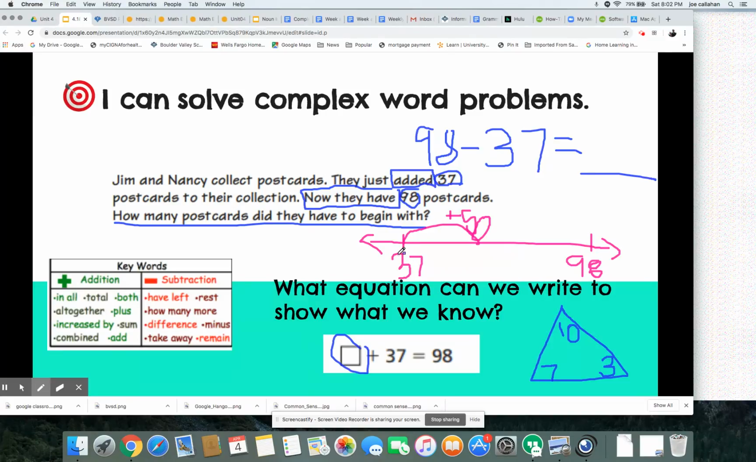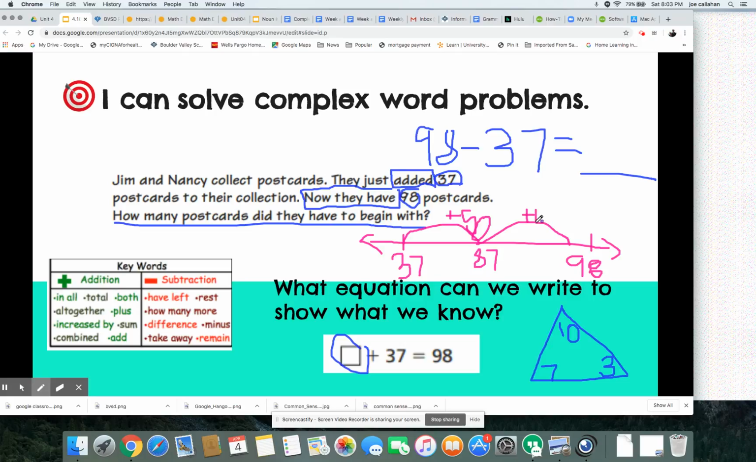50, jump up 3 tens, 60, 70, 87. Nicely done. Oh man, that is really, really close to 98. If I'm at 87 and I jump up one more 10, so keep the ones the same, jump up one more 10, I'm at 97. I'm only one away from 98.